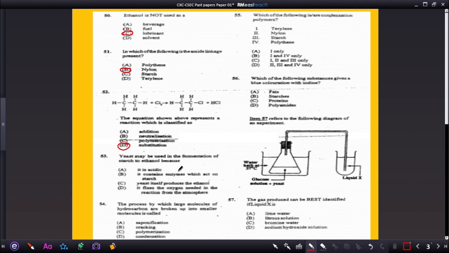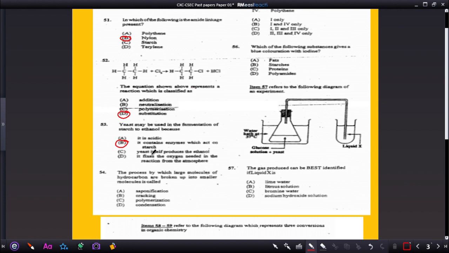53. Yeast may be used in the fermentation of starch to ethanol because it is acidic. No, it contains enzymes which act on starch. That's true. Yeast itself produces ethanol. It fixes the oxygen needed in the reaction from the atmosphere. So there are enzymes inside the yeast that convert starch to the alcohol.